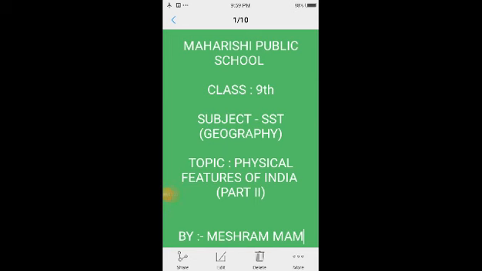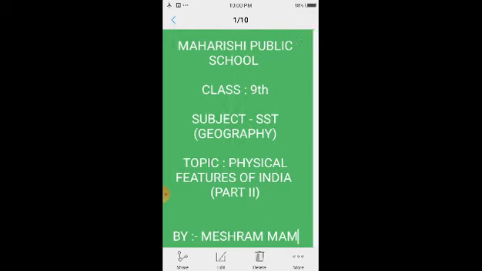Student, this is the second part of the physical features of India from Geography 9th standard. In the first lecture, we have seen about the Himalayas, the different ranges and their location and extent. Now come to the second feature of the physical features of India, that is the Northern Plain.